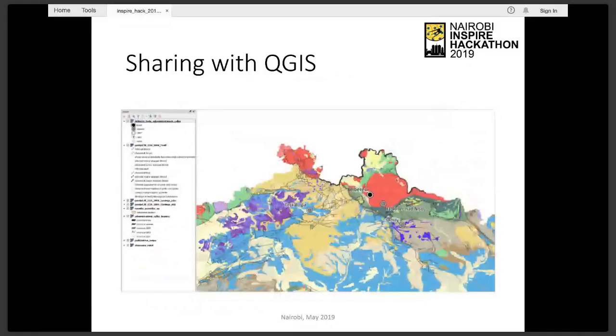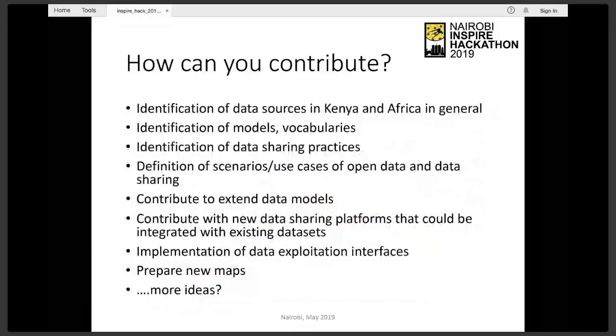Okay. So I think that's a brief introduction of the methods that we are using and the approach that we are proposing to follow. So now come the questions, and this is how I leave it to discussion, how you can contribute. So these are some open questions for you, like how to help us to identify some data sources in Kenya, in Africa, help us to identify models and vocabularies that are used there to represent this data in agri-food. Help us to identify or collect information about the data sharing practices used in Africa, and to define some scenarios and use cases for the open data and data sharing.